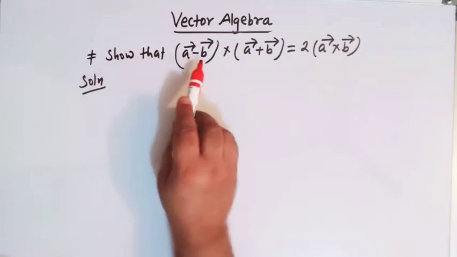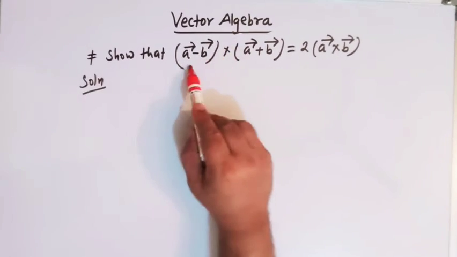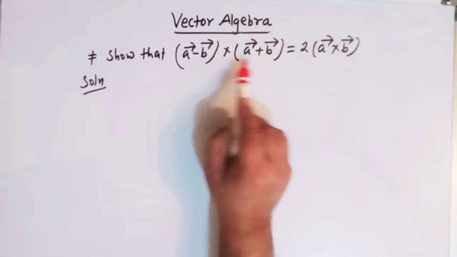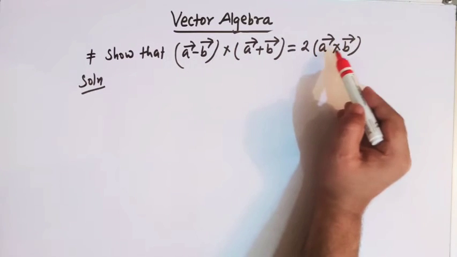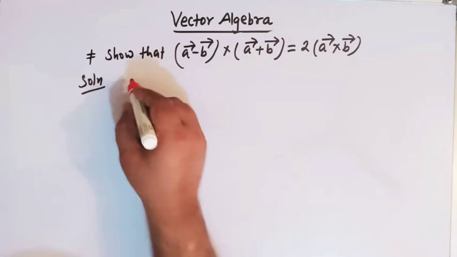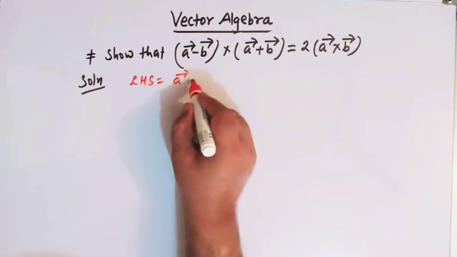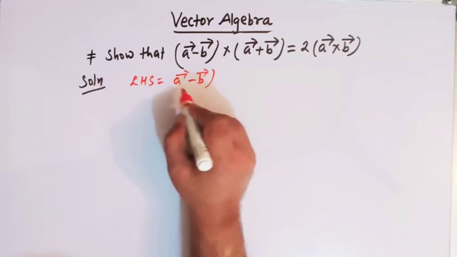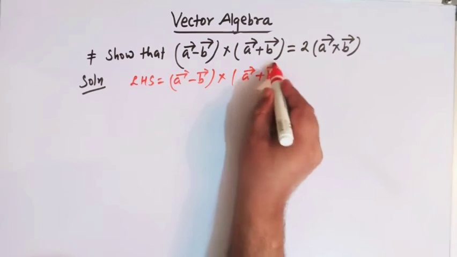Now let us take this problem. Here we have to show that the cross product, the vector product of these two vectors is equal to 2 times the vector product of vector A and vector B. So what we will do, here we will take the left hand side. Here we have vector A minus vector B cross vector A plus vector B.